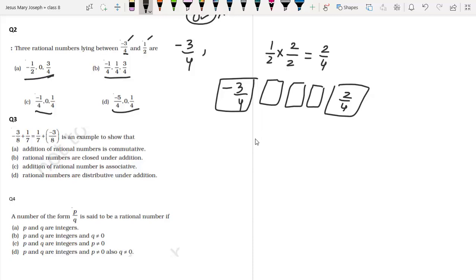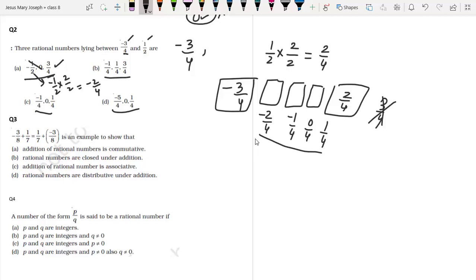So let's see the first one. This first number can be taken as minus 1 upon 2. Let's make it 4 in the denominator. It becomes minus 2 upon 4. Let's check: do we have minus 2 upon 4 over here? Yes, we have minus 2 upon 4. The next numbers are minus 1 upon 4, 0 upon 4, 1 upon 4 and 2 upon 4. So these numbers can come easily, but this 3 upon 4 cannot come because 3 upon 4 is larger than this number. So the first option is wrong.